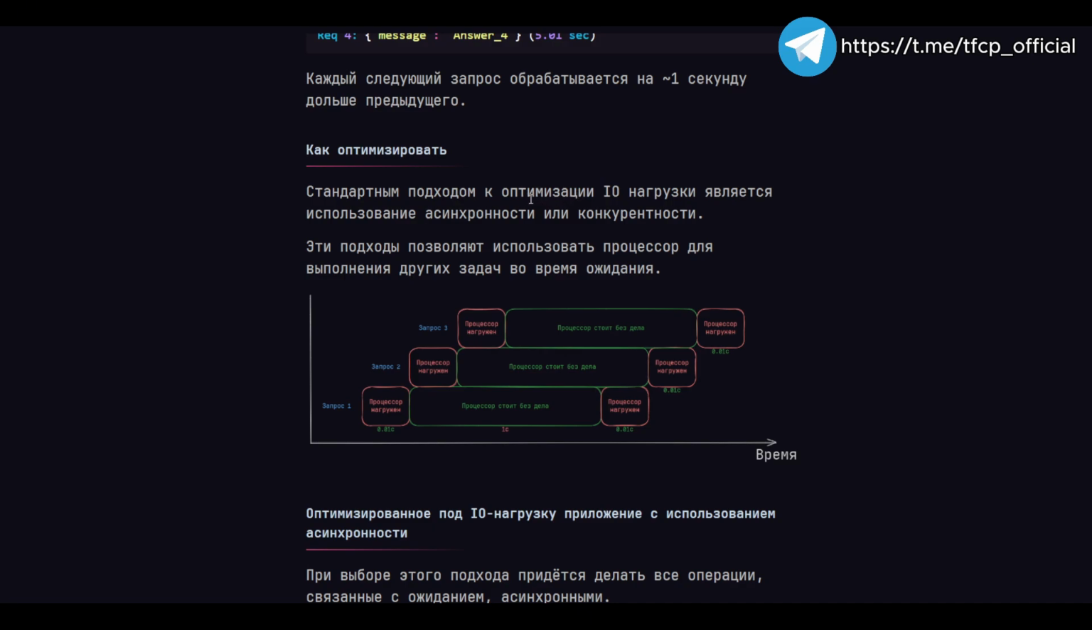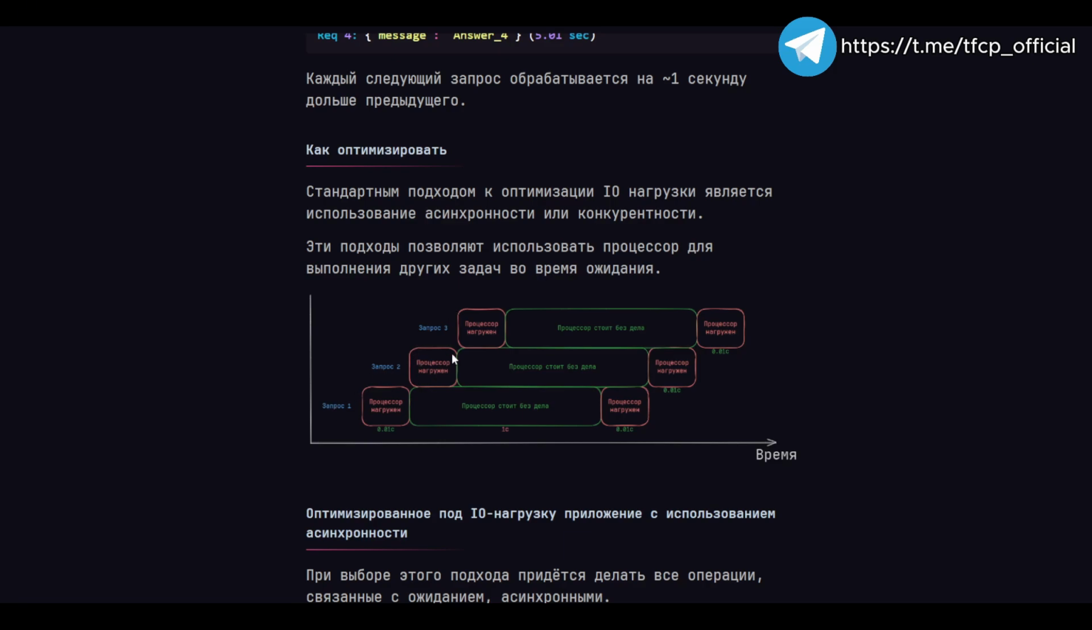The standard approach to optimizing I/O load in practice is either asynchrony or concurrency. If you want to learn what asynchrony is, what concurrency is, as well as the parallelism of program execution, then subscribe to the channel, but we will cover this in a couple of lectures. Here, we look at detailed examples within the framework of this system. In general, what do both of these approaches allow? They allow the processor to be used for performing other tasks while one of these tasks is waiting.